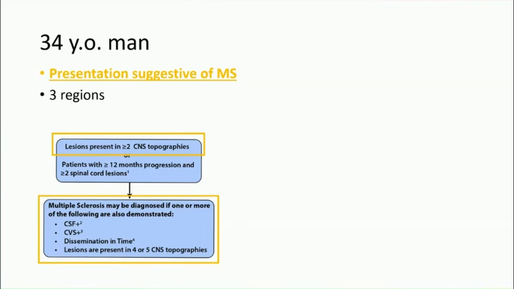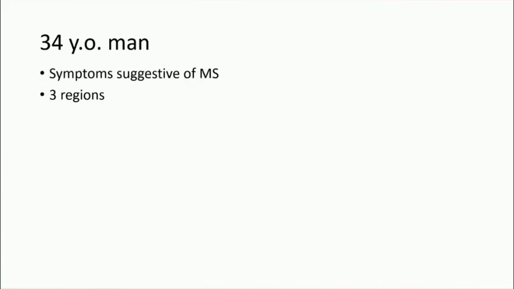the CSF, and this is exactly the same as with the previous set of criteria, or with the central vein sign using the SELECT6. Another possibility is dissemination in time, so new relapses on follow-up, new T2 lesion on follow-up MRI, or the concomitant presence of gadolinium-enhancing and non-enhancing lesions. The other possibility would be demonstrating the involvement of 4 or 5 regions.